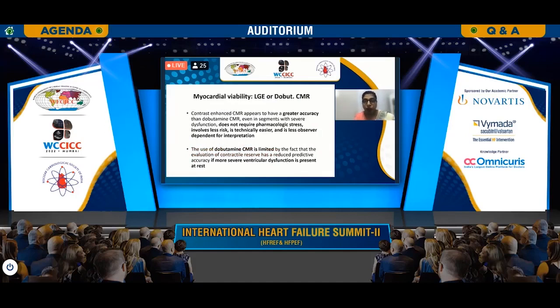Also, it has been found that, compared with dobutamine cardiac MR, LGE cardiac MR does not require pharmacological stress. It does not have any risk. It is technically easier to perform and is observer independent. However, dobutamine cardiac MR has some limitations, just like echo evaluation after dobutamine: if severe ventricular dysfunction is already present at rest, the evaluation of contractile reserve becomes a problem.